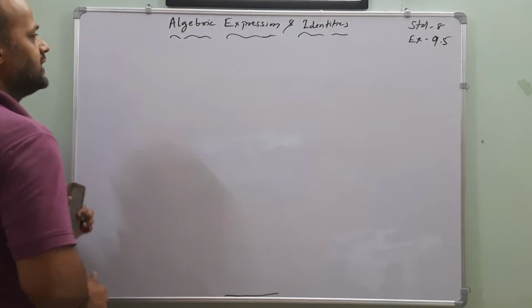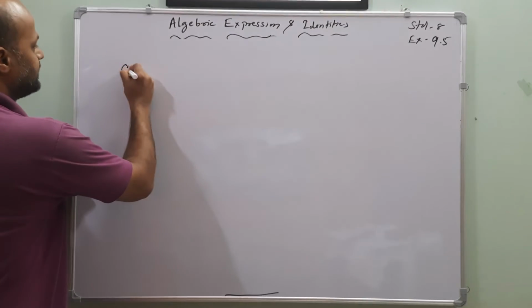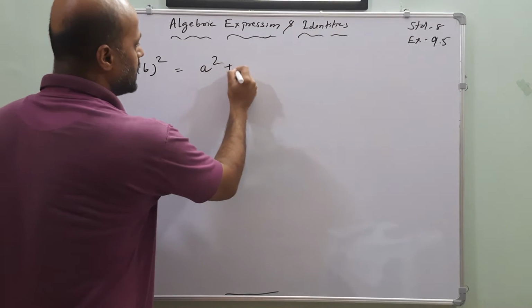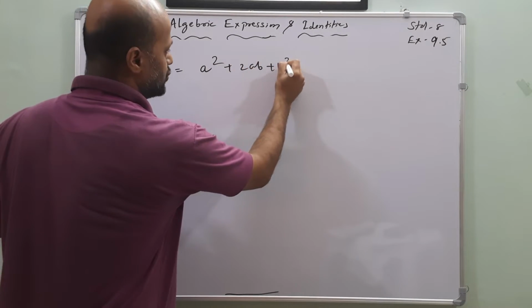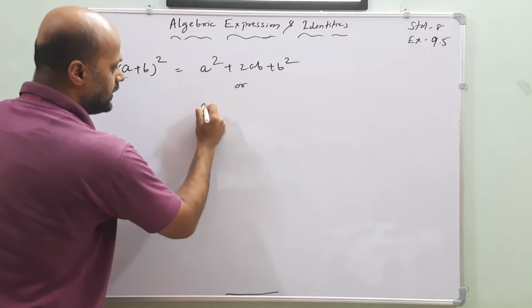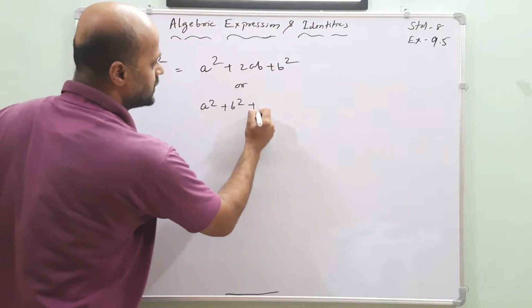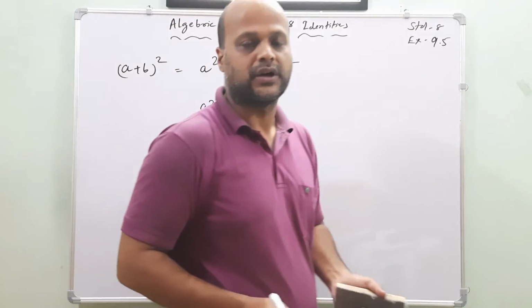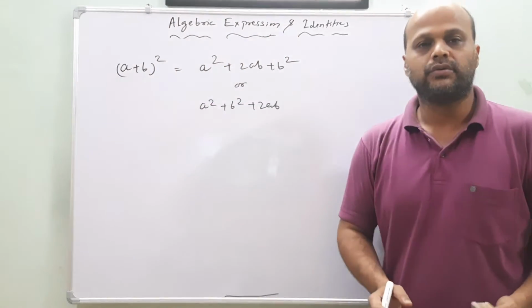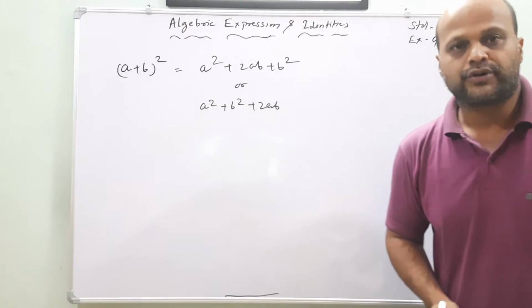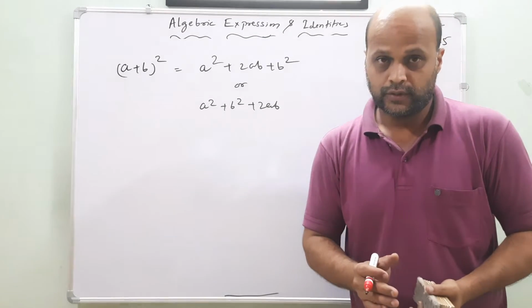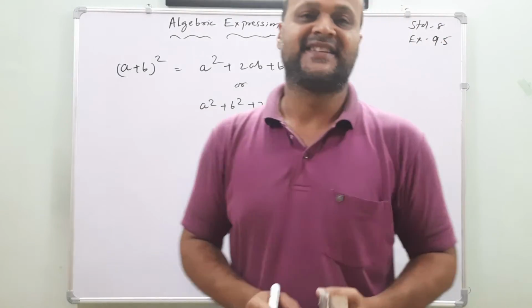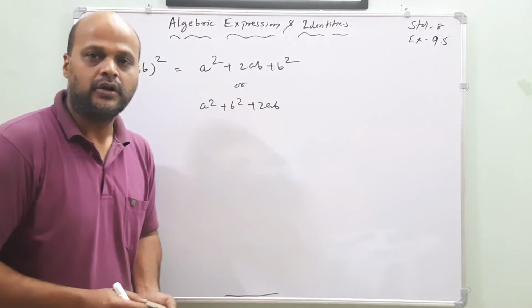The first identity in this exercise is (a plus b) whole square is equal to a square plus 2ab plus b square, or a square plus b square plus 2ab. This is the first identity my dear friends, and it is very important. Whatever identities we study today, it will be helpful for you to solve your problems.